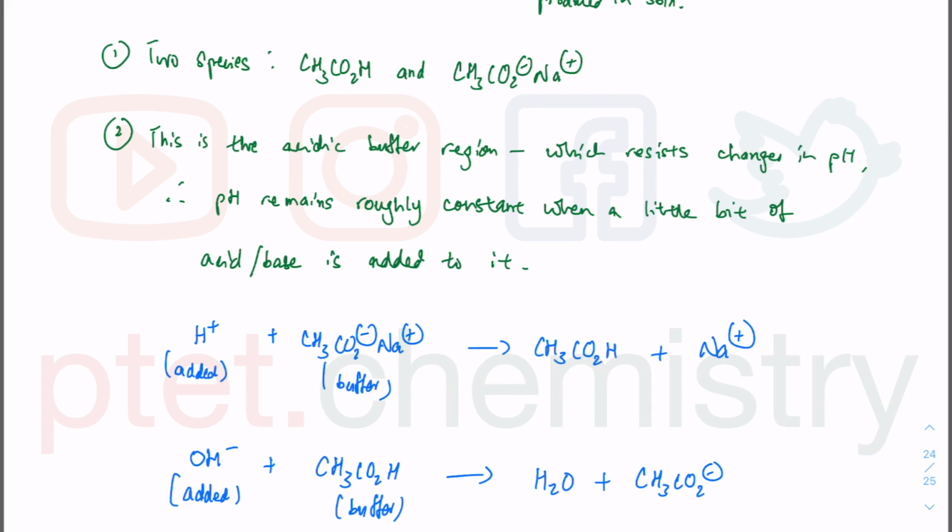Okay, so that's how the pH remains roughly constant, because something from the buffer will react with the H plus or the OH minus that you add in order to give you the other substance present in the buffer.